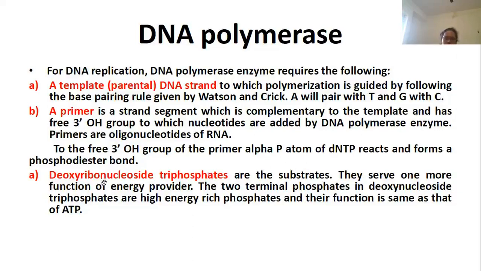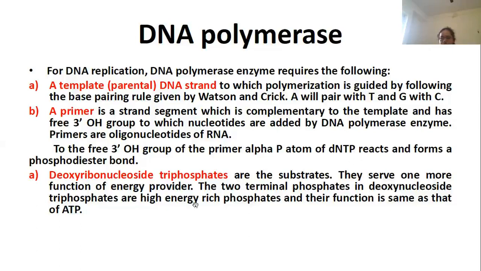Okay. So what is the dNTP? These dNTPs, or nucleoside triphosphates, are actually bringing the nucleotide to be attached to the 3' OH group of the primer. So the alpha phosphorus atom of this dNTP will take part in the formation of the phosphodiester bond. This we will study with the help of the structure. Let's see what other things are required.